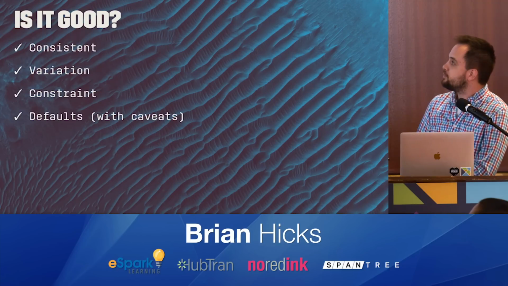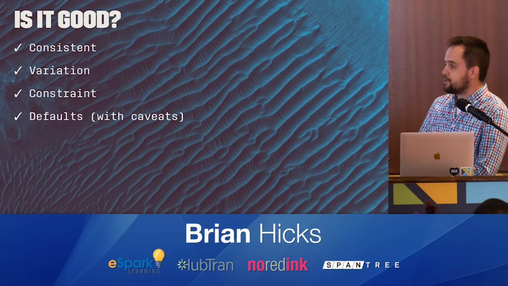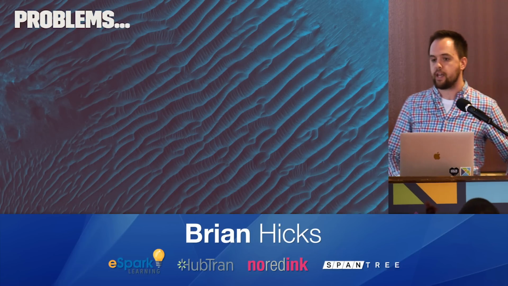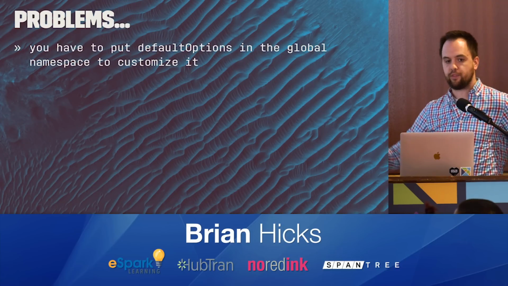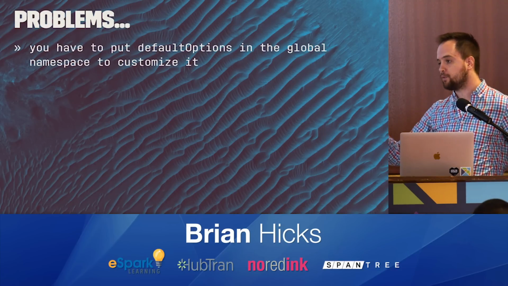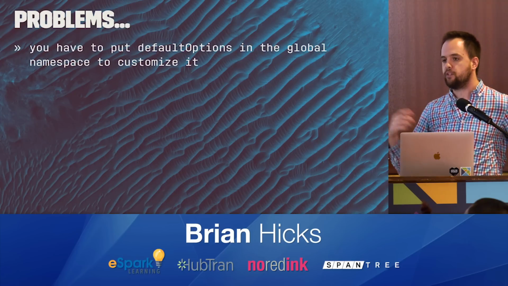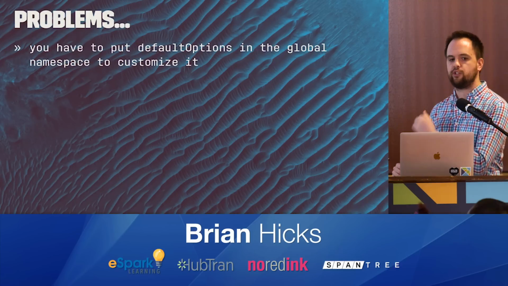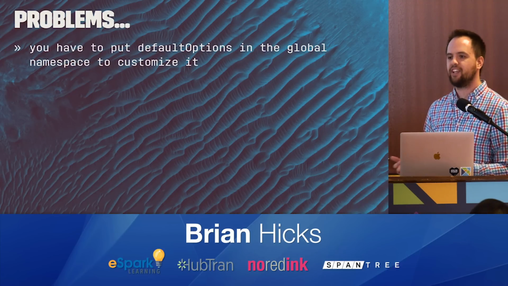So is this good? Well, yeah. It's consistent. It enables us to express variation with constraint, and it sets good defaults. But there are some caveats here. We have some problems with this API. First of all, you have to put default options in the global namespace in order to override it the way that I've done in the delete article example. And if you have multiple APIs for multiple different view doodads using this pattern, you have to really bend over backwards in order to use it correctly. You have to alias stuff inside your own namespace and pollute your own namespace in order to consume an API, which seems less good at best.